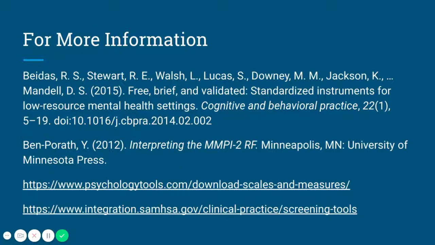There are a lot more scales, of course, that you could utilize in your clinical practice or in research. This particular article by Vitus and colleagues in 2015 was really helpful if you're looking for free resources for standardized instruments that you can use in a mental health setting. That's a very helpful article. The MMPI-2-RF information was largely derived from Ben-Porath, 2012. And then there are a couple of websites here: psychologytools.com/download-scales-and-measures, with the hyphens there. You can use that to find some more. And also SAMHSA offers an additional list. So there's lots available online, and I don't think you have to get overly complicated about it.